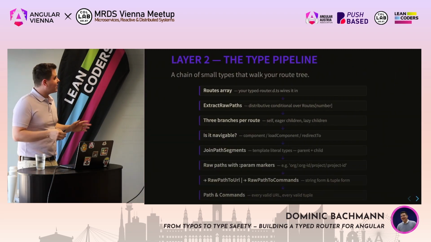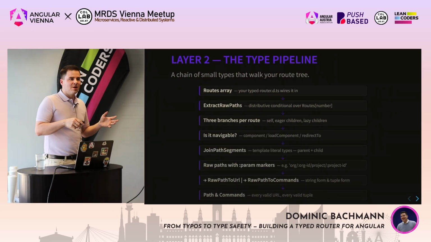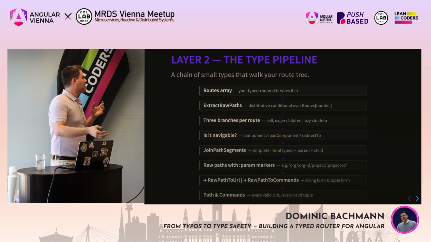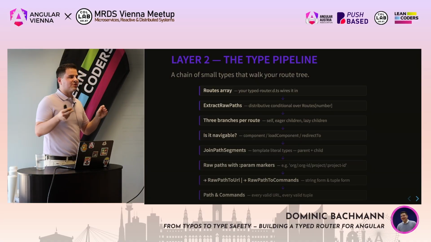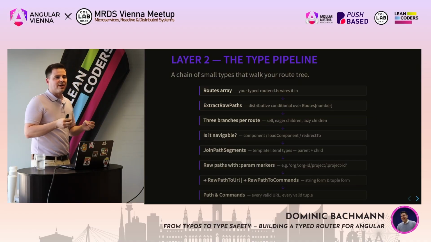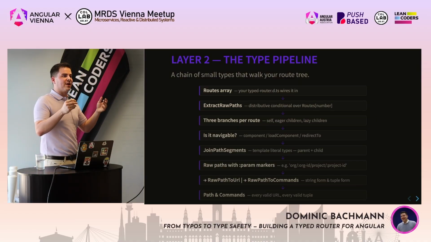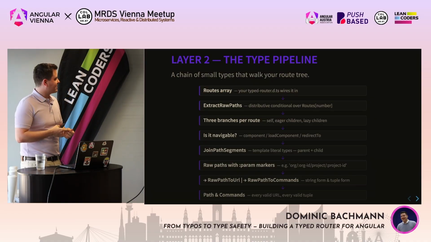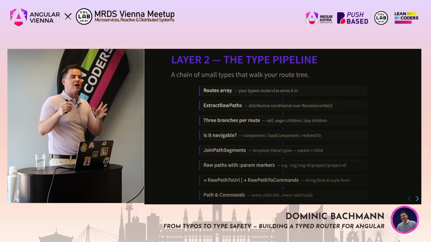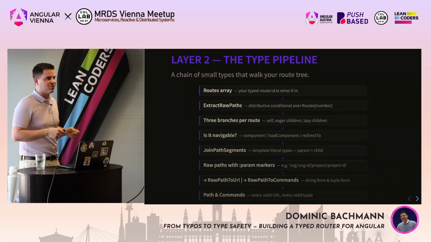And then it goes into the library, where we have this type pipeline from extracting all of the routes, concatenating the paths, replacing the parameters, and then creating these string literals, from that the string union, and Command. Command is how Angular calls the tuple that you pass to navigate when you don't pass a string. This type is called Command.